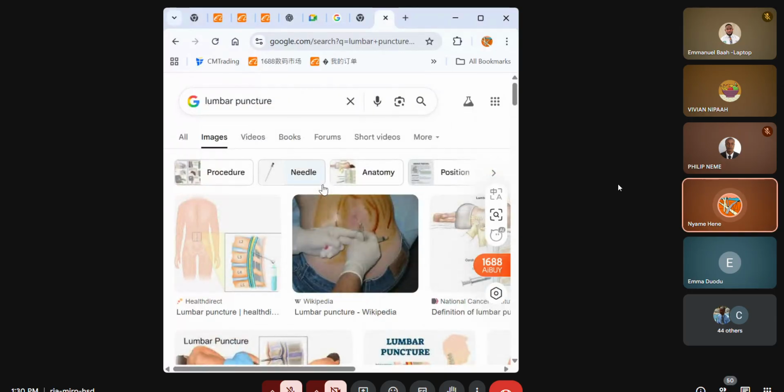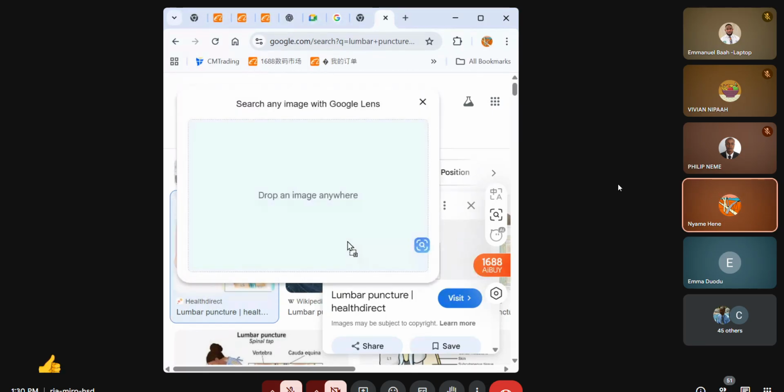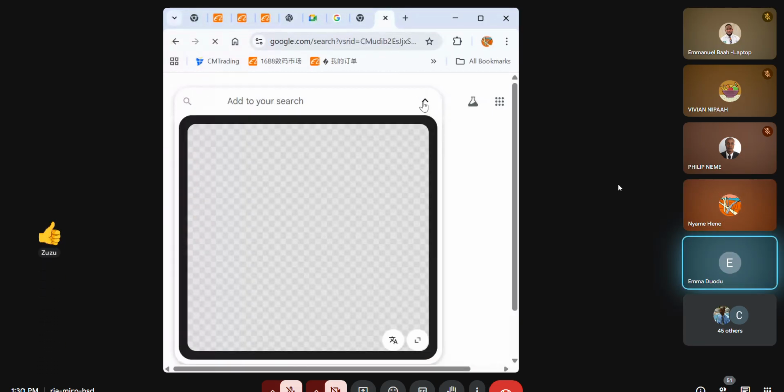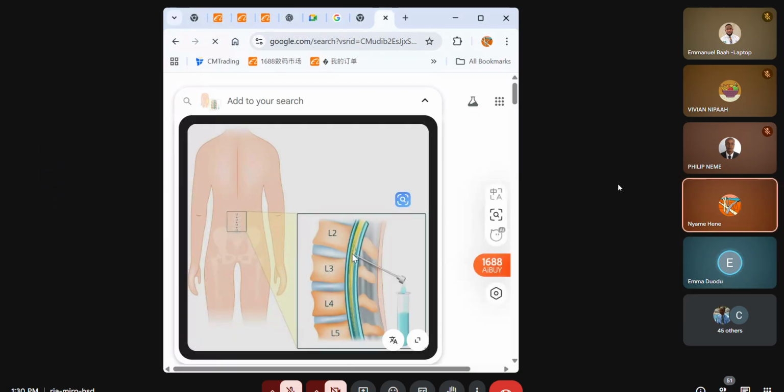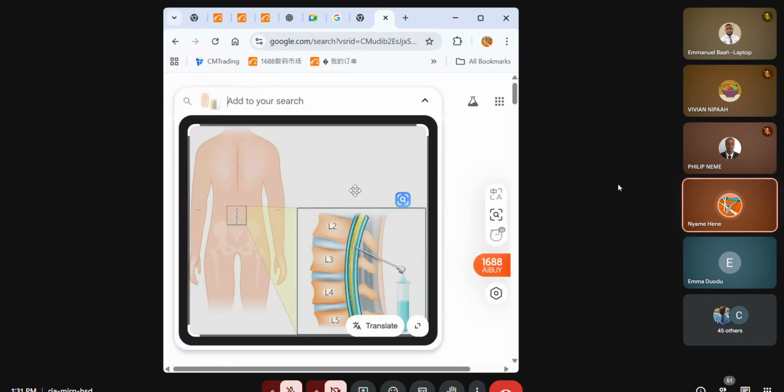So that is the lumbar puncture for you. This is where we take the cerebrospinal fluid. So you see the procedure. Can you see this very one? That is the syringe they've injected into the lumbar region. So they are in between. We have lumbar 1, lumbar 2, lumbar 3, lumbar 4, lumbar 5. So he has gone in between lumbar what?